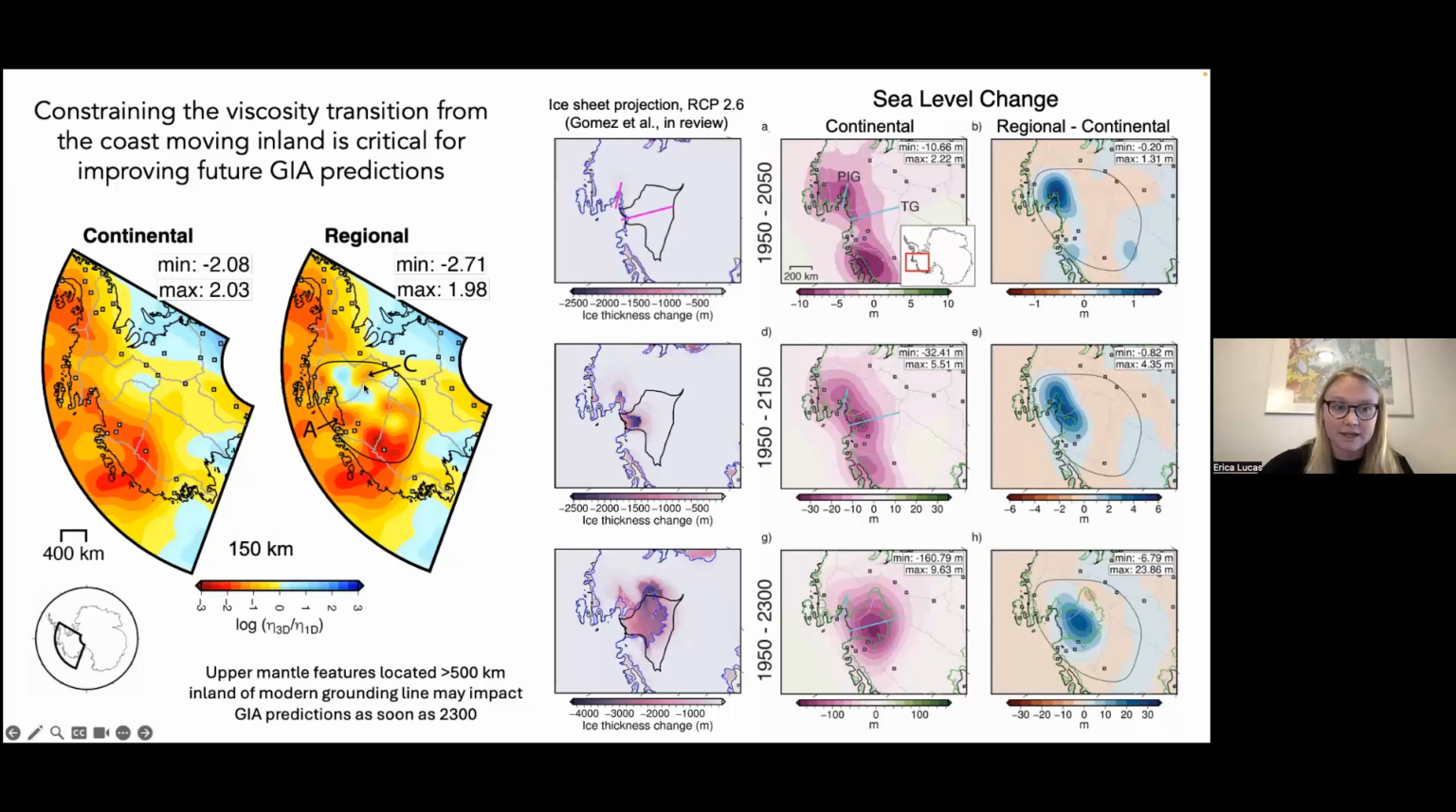So this is this feature that I label C here, which is in the seismic velocity models, a localized low velocity anomaly. So here it shows up as a low viscosity anomaly associated with the localized Cenozoic extension. So these features inland within the rift system really start impacting our sea level change predictions relatively soon.